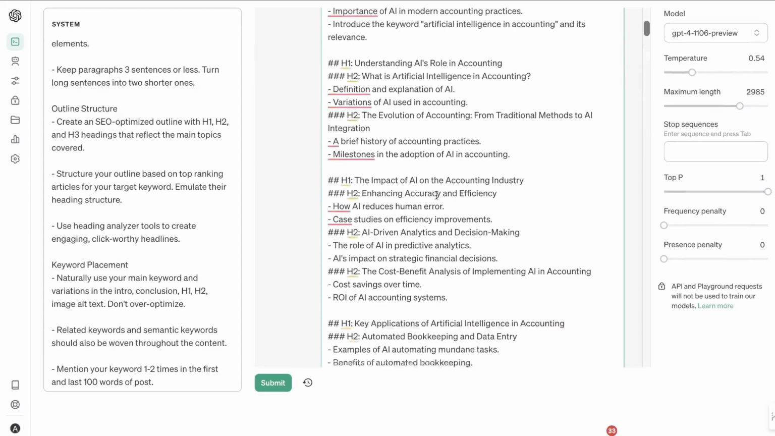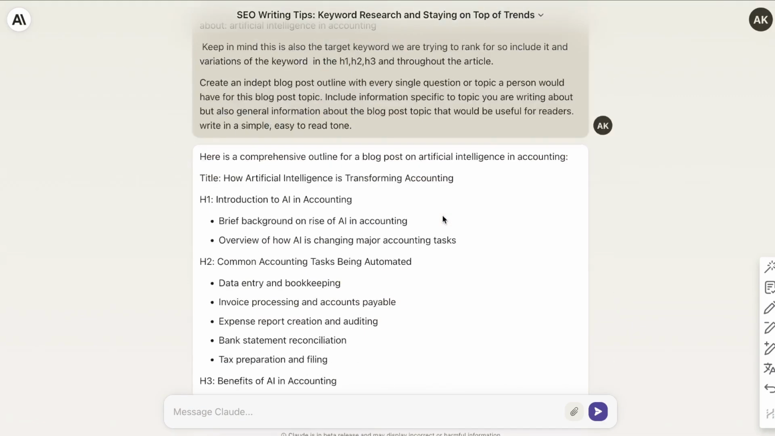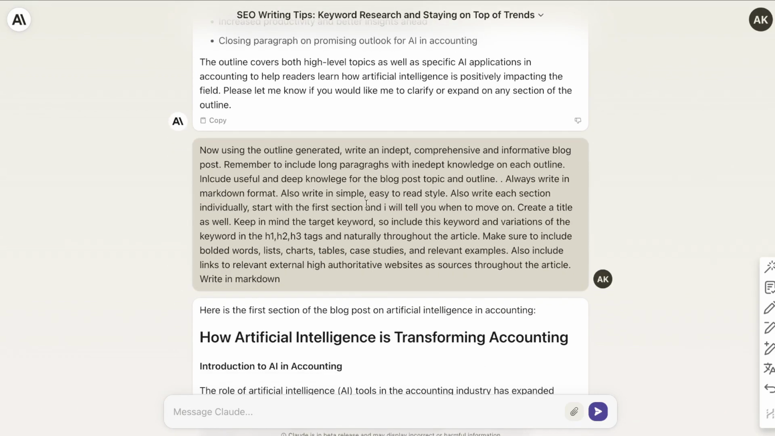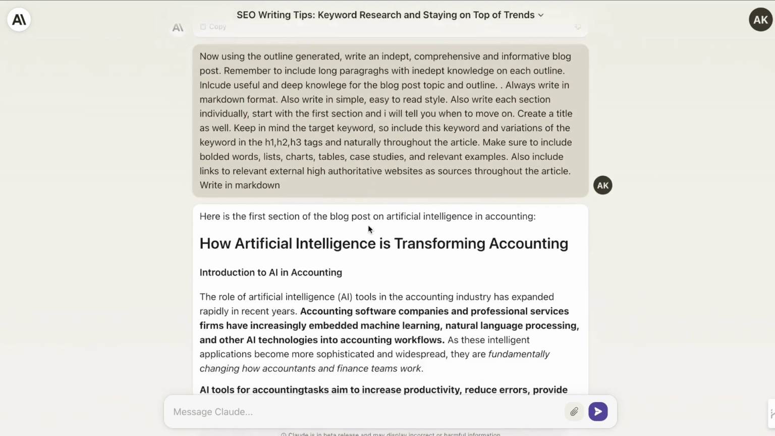So then I generated the outline on GPT-4 Turbo and also on Claude 2.1. And as you can see, this is the outline which we get back. Once I finished generating the outline, I then used the same prompt to generate the full article. Essentially, I told it to write in-depth content, to include lists, tables, and I also told it to include external high authoritative websites as sources throughout the article.